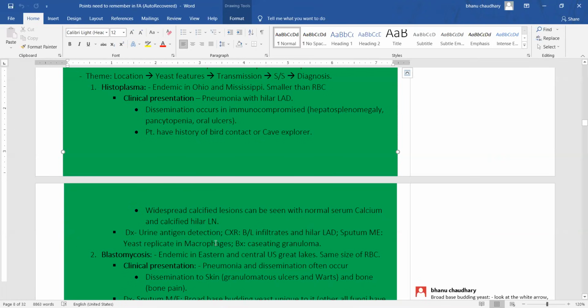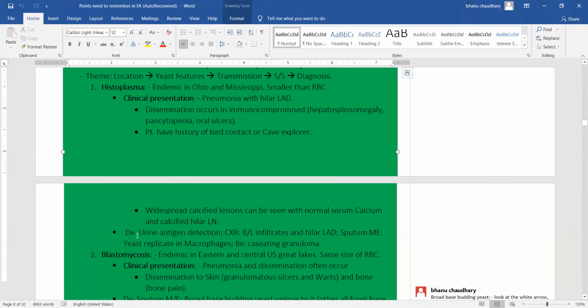Okay, and when you do the biopsy of the patient, like the lung biopsy, or might be the biopsy from the liver or from the oral ulcers, what you will see are the caseating granulomas. Okay, so for the sputum, what you will see are the yeast within the macrophages, as you can see in the diagram. If you do the biopsy of the patient, you will see the caseating granulomas. If you do the chest X-ray, you will see the bilateral infiltrates with the hilar lymphadenopathy. If you do the urine examination, you will see the urine antigen positive.